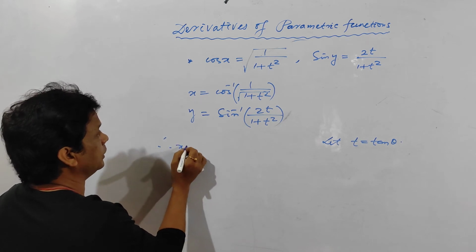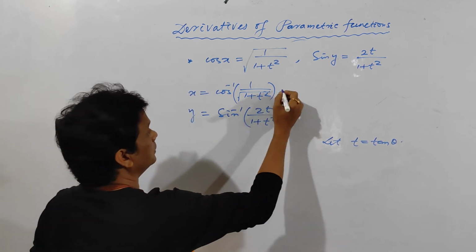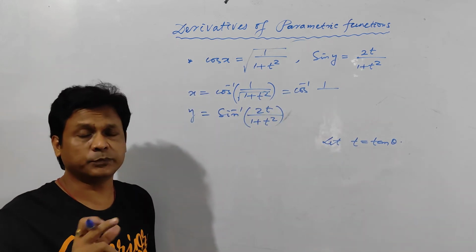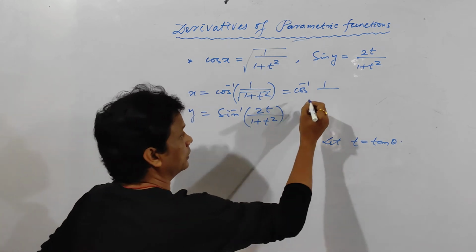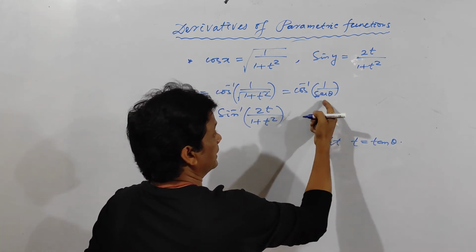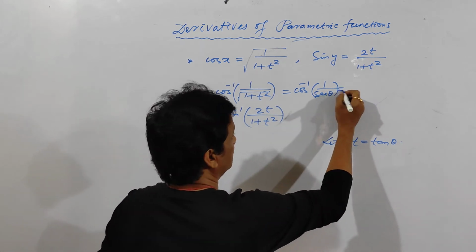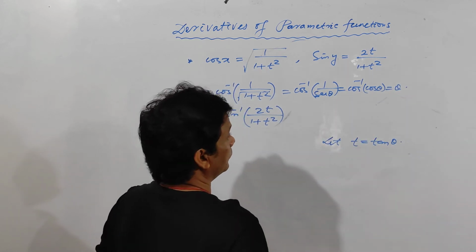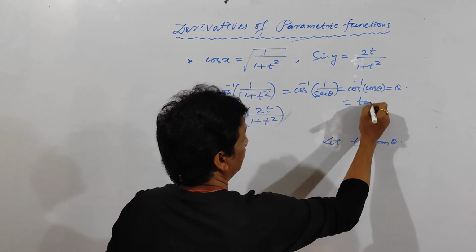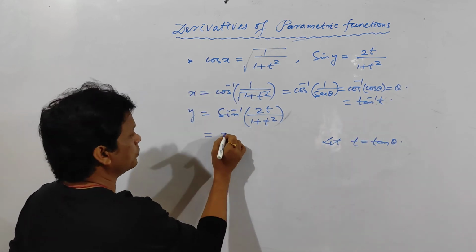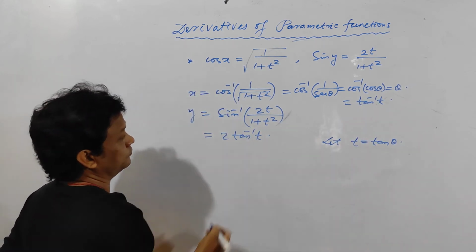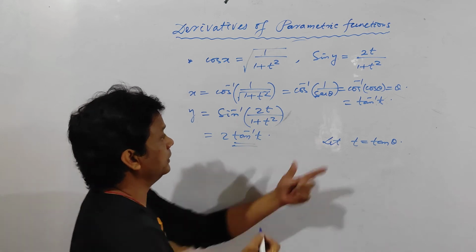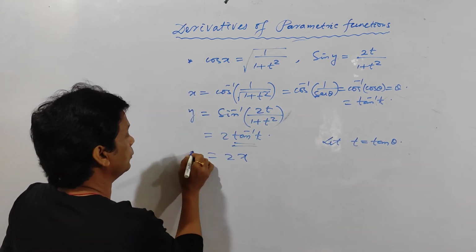Then, therefore, x is equal to cos inverse 1 by root over 1 plus tan square theta. Root over 1 plus tan square theta, it is sec theta. Clear? And 1 by sec theta is cos theta. So cos inverse cos theta. It will be equal to theta. And theta is tan inverse t. Clear? And this one is 2 tan inverse t. But tan inverse t is x. So I can write 2x. So y is equal to 2x.